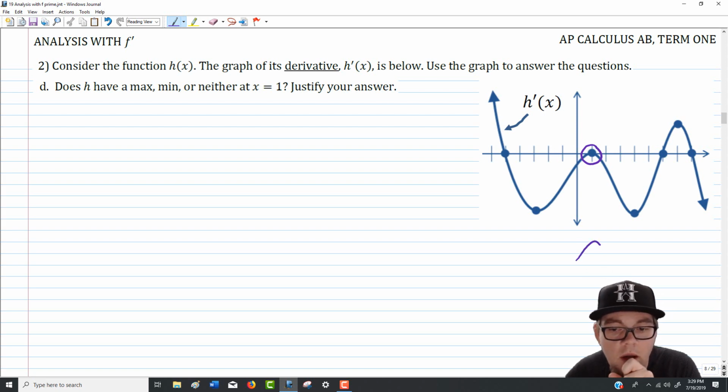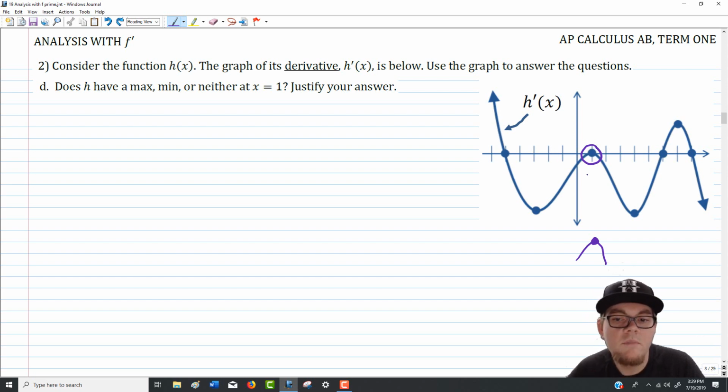If we look at the picture at 1, you might want to say, oh look, it's a maximum. It's a high point. Unfortunately, that would be true if this was a graph of not h prime, but h. But we're looking at h prime. You might also be fooled because h prime equals 0, which can kind of mess with people as well.